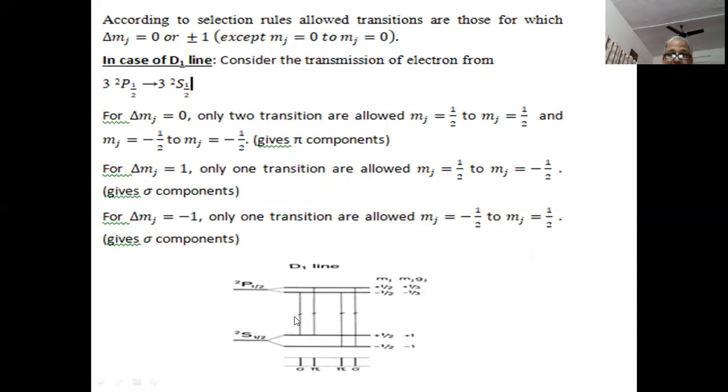This transition gives sigma. These two components are pi components and these two components are the sigma components. The electric vector of the pi components is parallel to the magnetic field direction, and in sigma components, the electric vector is perpendicular to the magnetic field direction.